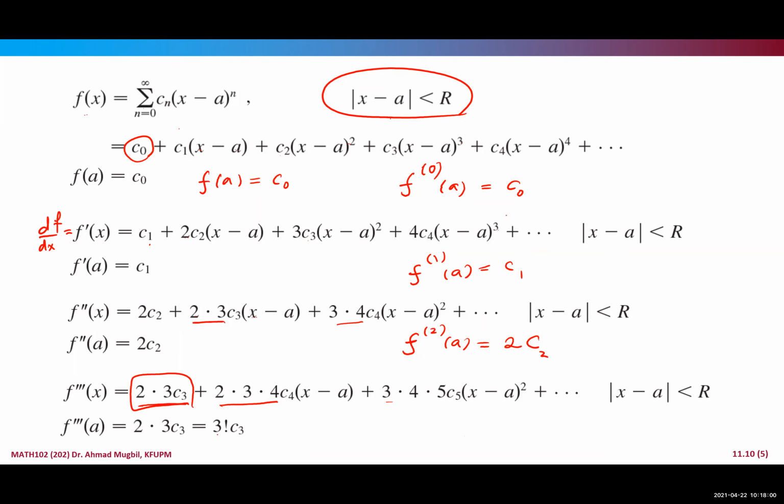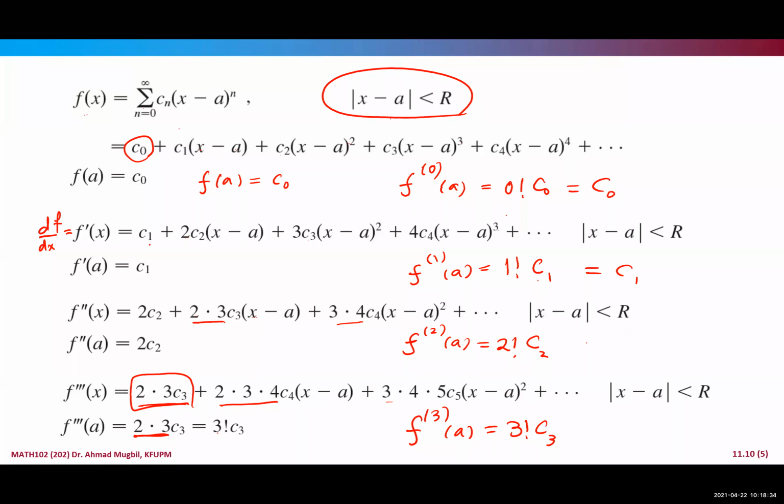2 times 3, c3. In fact, 2 times 3 is 3 factorial. So what we have here is the third derivative at a equals 3 factorial c3; we will generalize that. Can we say the same here? What is 2 factorial? 2 factorial is 2. So this is also 2 factorial. What is 1 factorial? 1 factorial is 1. So what is 0 factorial? Also 1. So this equals C0.